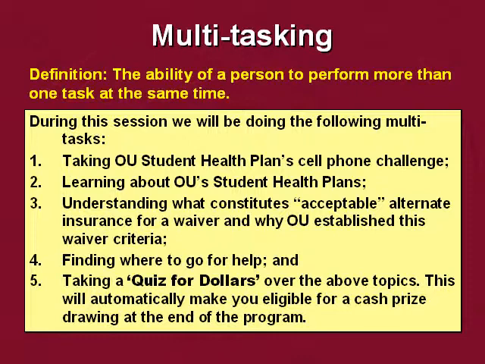1. Taking the OU Student Health Plan Cell Phone Challenge. 2. Learning about OU Student Health Plans. 3. Understanding what constitutes acceptable alternative insurance for a waiver and why OU established this waiver criteria. 4. Finding where to go for help. And 5. Taking a quiz for dollars over the above topics. This will automatically make you eligible for a cash prize drawing at the end of the program.